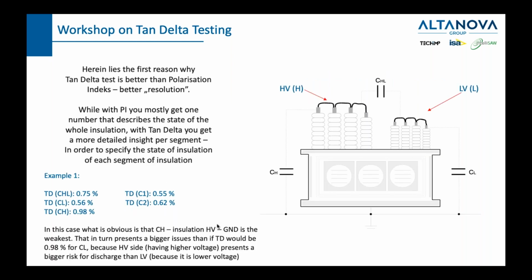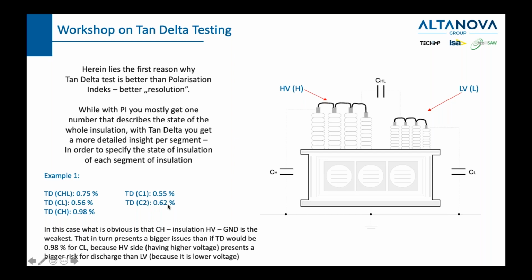And let's have one example. If we measure a standard transformer, so by standard I mean primary and secondary side, and we get these results. CHL has a tan delta of 0.75. CL has a tan delta of 0.56, and CH has a tan delta of 0.98. C1 is 0.55 and C2 is 0.62.